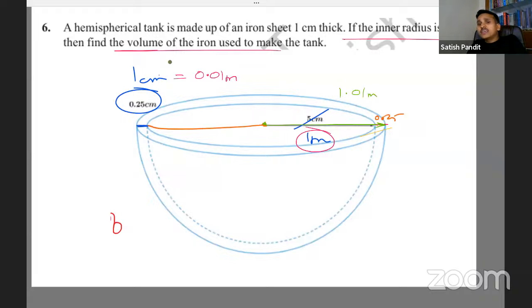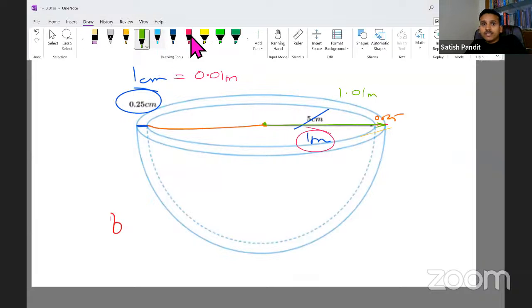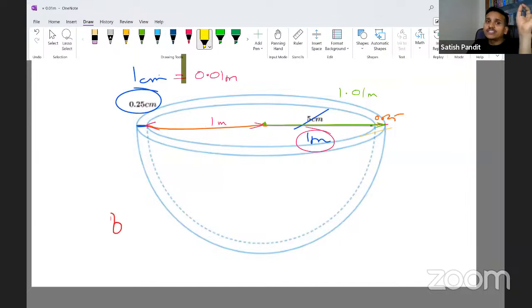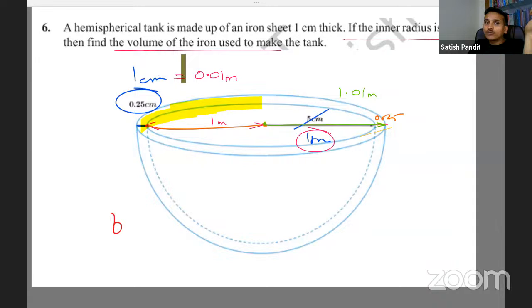What is inner radius? Inner radius is only up to here. That is 1 meter. So what I'm saying is, to find the volume of iron sheet used, first you find the volume with outer radius. That means you find this volume. First you have to find this volume.